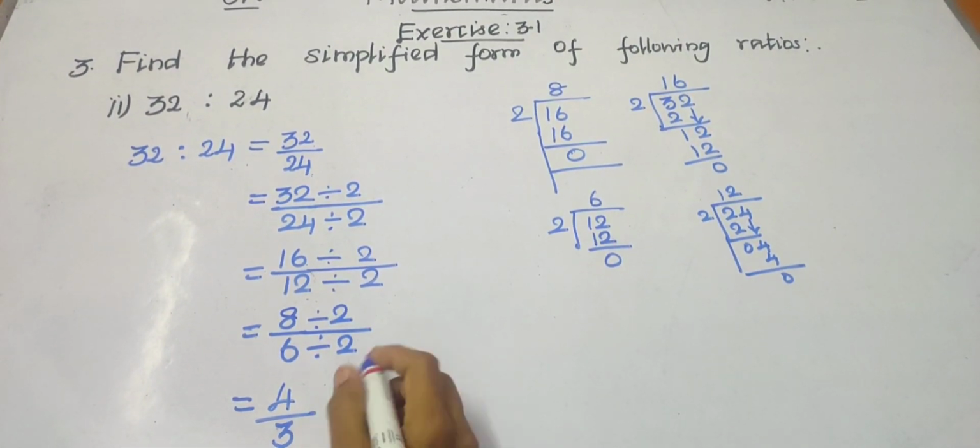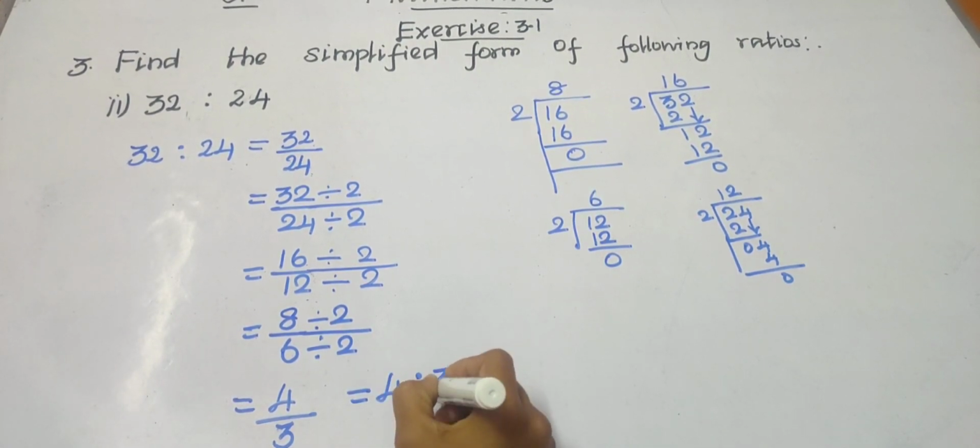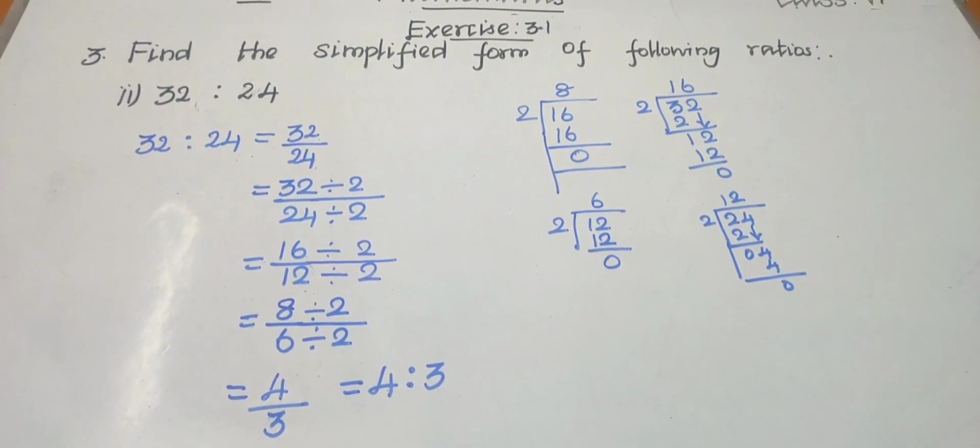Now how will you write the answer? How will you write in ratio? 4 is to 3. 4 is to 3 is the answer. Children, copy this in your classwork notebook.